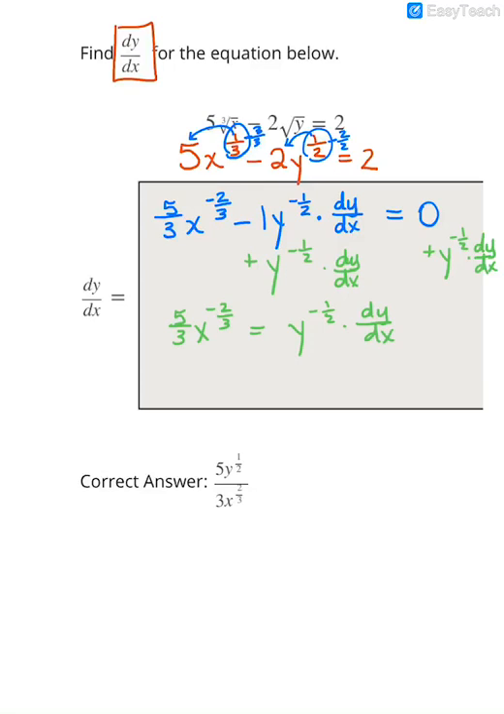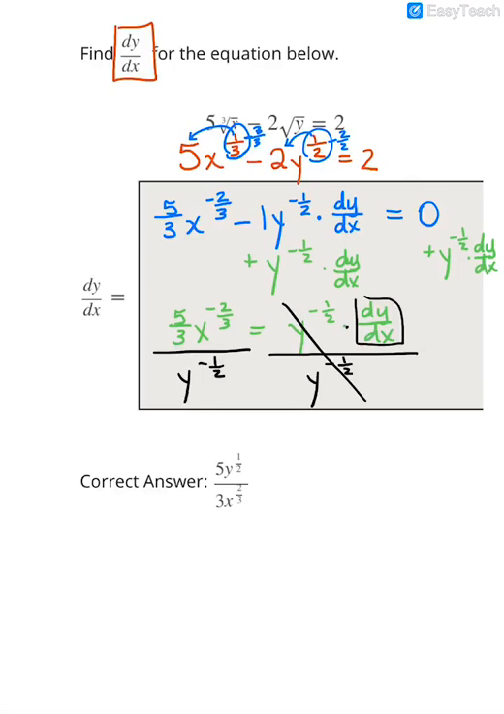And now, in order to get the dy dx by itself, it's being multiplied. We'll divide both sides by y to the negative 1/2. And because they don't want you to leave negative exponents in this particular answer, the variables that have the negative exponents, we're going to flip them.